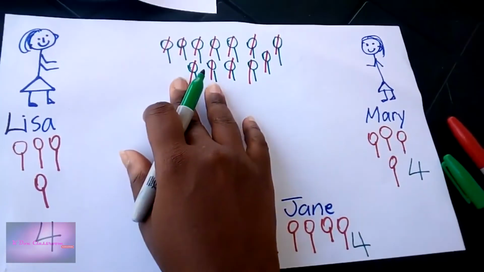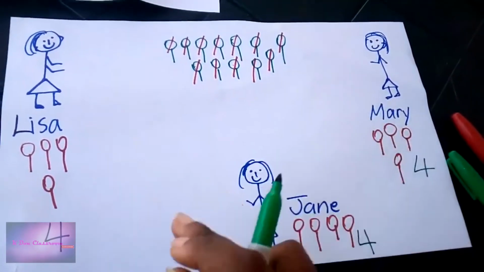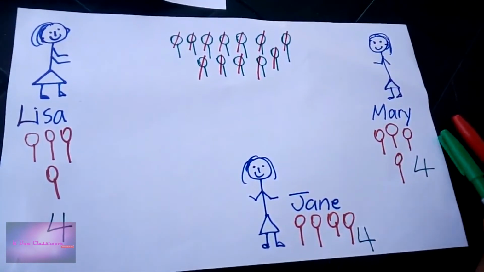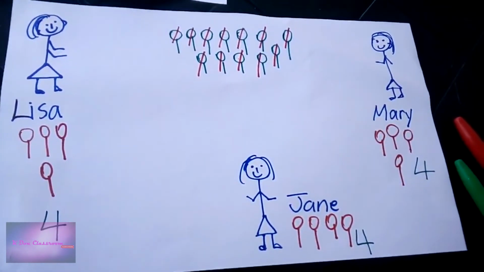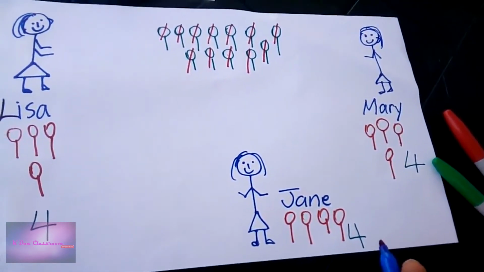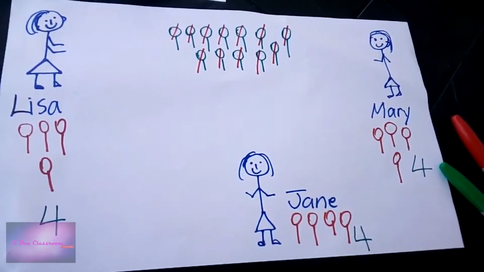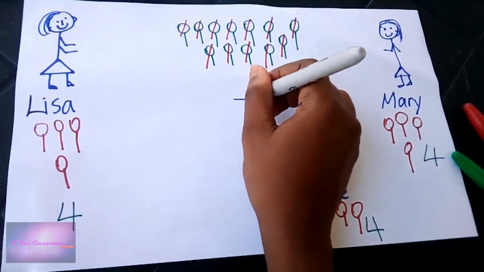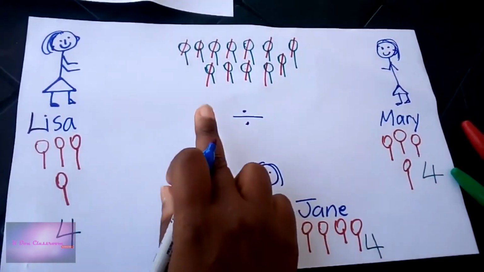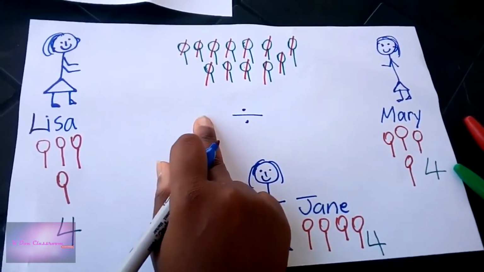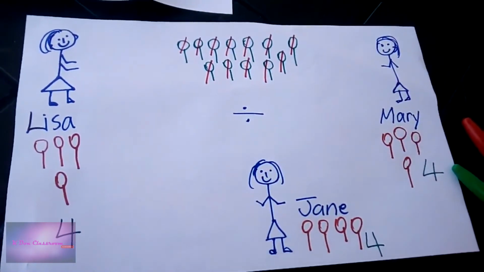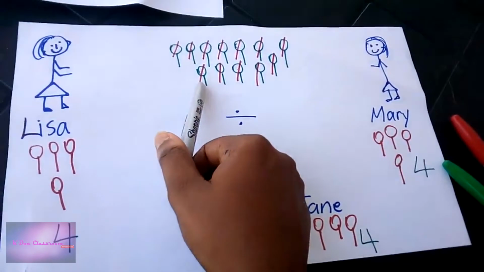So we started out with 12 sweets. We had 3 girls and each of them received 4 sweets. Now let's go ahead and write a number sentence to represent all of this on our paper. Remember, we have to first write our division sign. So we have our division sign. Now what do we write here? Which number do we write here? We are going to write the total amount that we started out with, which is 12.